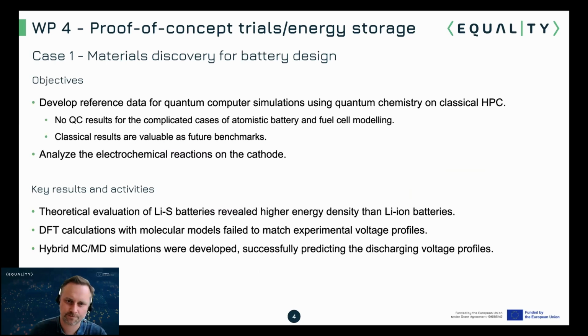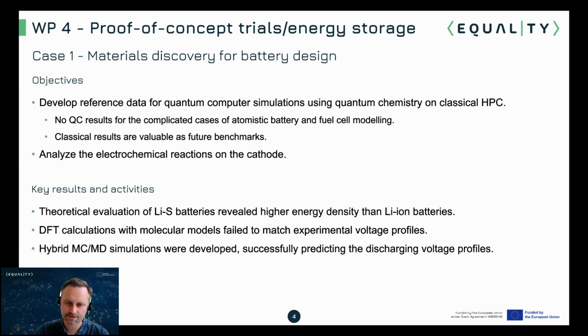So we have mainly two objectives here. The first one is to develop reference data for quantum computer simulations using classical quantum chemistry and classical high-performance computers. I have to say there are no quantum computer results for this complicated case of atomistic battery and fuel cell modeling yet, but still our results and our calculations work as benchmark data for future quantum computer calculations. And second, we analyze in detail electrochemical reactions at the cathode in such a system.